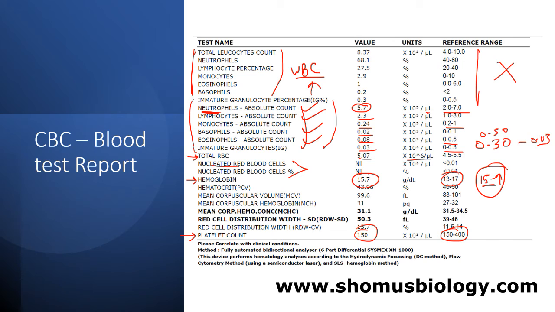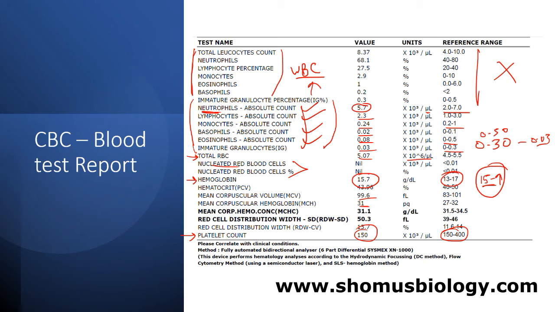And apart from that, there are other things like mean corpuscular volume and mean corpuscular hemoglobin. The value for mean corpuscular volume is 83 to 101, in my case 99.6, which is normal. The mean corpuscular hemoglobin value is 27 to 32, in my case 31, which is also normal.